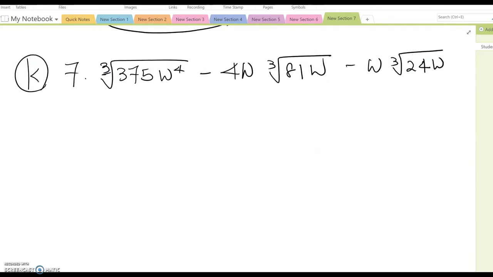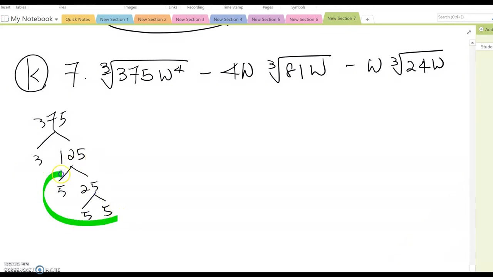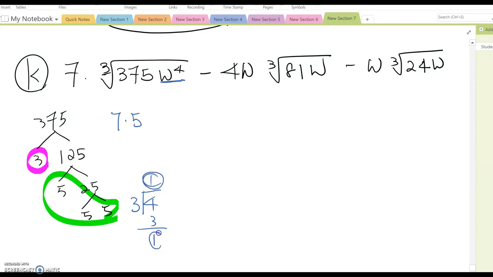So let's try out 375. 375 means 3 times 125. And 125 means 5 times 25, which is 5 times 5. So now you see a triple of 5, and this will be a single number, and then 3 must be inside the radical expression. So 7 times 5 so far. And now here w to the fourth power. So 4 divided by 3: 3 goes into 4 one time with 1 left over. So 1 power comes out and 1 power is left inside, which is w.